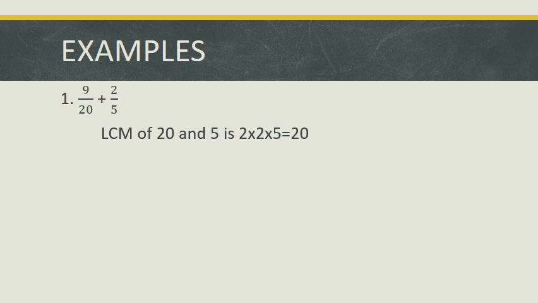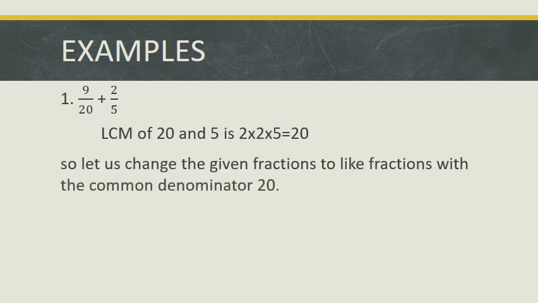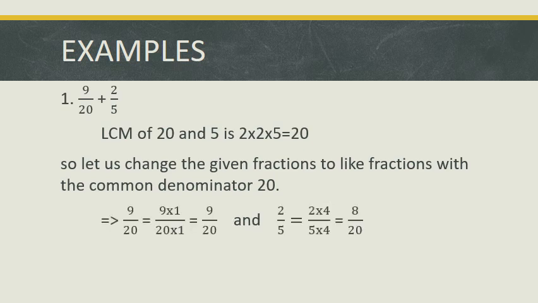So, now we will change the given fractions to like fractions with the common denominator 20. For that, let's see. 9 by 20. Here, the denominator is already 20. So, what we have to do? We have to multiply the numerator as well as the denominator of this fraction by 1. So, the final fraction is coming as 9 by 20.